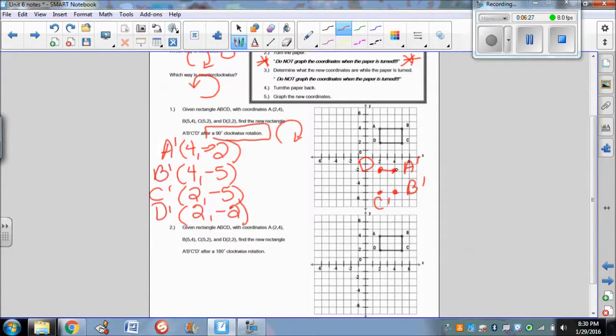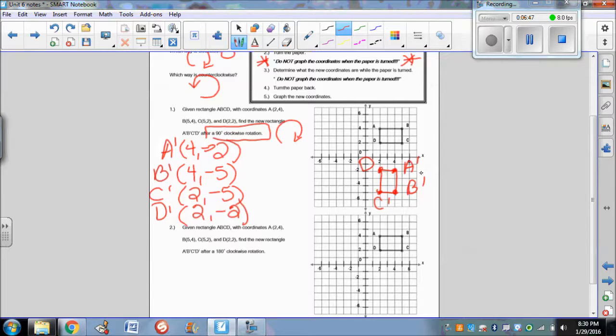Grab your straight edge and draw in your rectangle. Now look at it, examine it. Does it look like it has been turned counterclockwise a quarter of a turn? Okay, and you should say yes, it has definitely been turned a quarter of a turn.